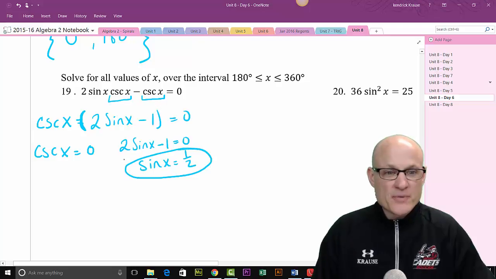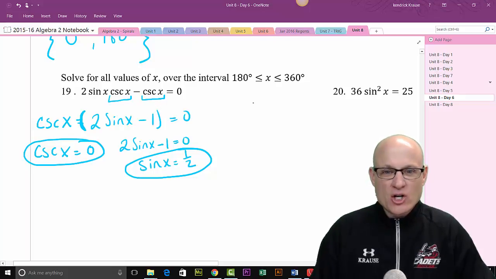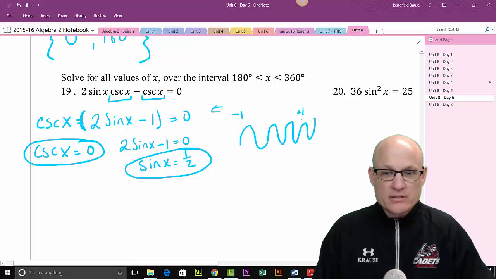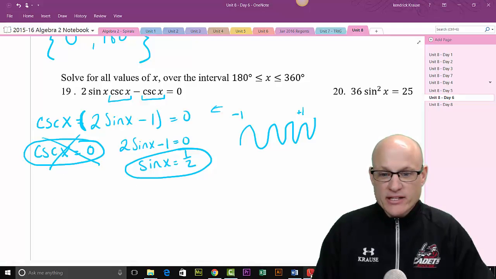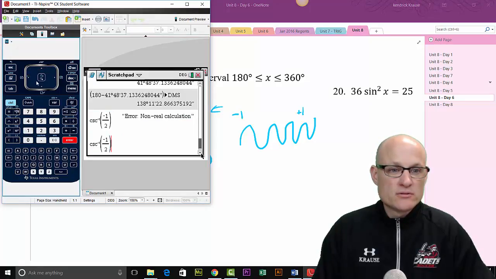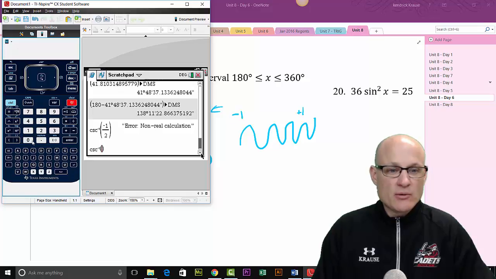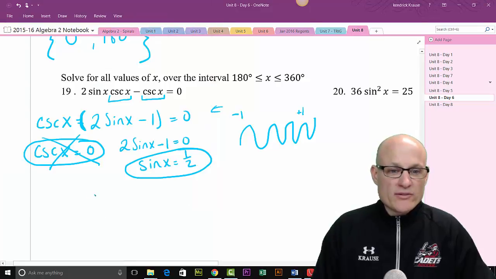But can cosecant equal 0? Well, we just talked about the fact that cosecant can't be between -1 and +1. It has to be outside of that, because sine runs between +1 and -1. And so therefore, this thing here can't ever happen. And if you tried to take the inverse cosecant of 0, it would crash. Undefined. See, it says undefined. Not going to work.